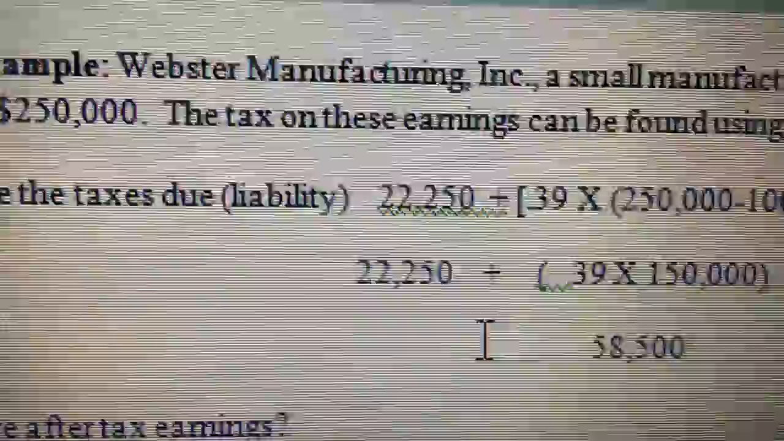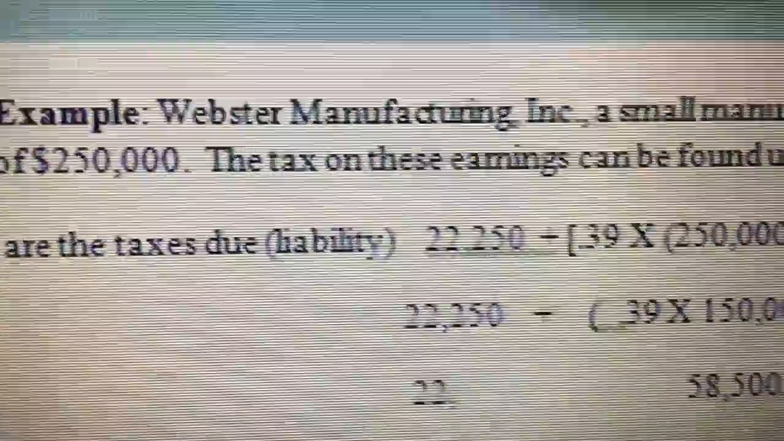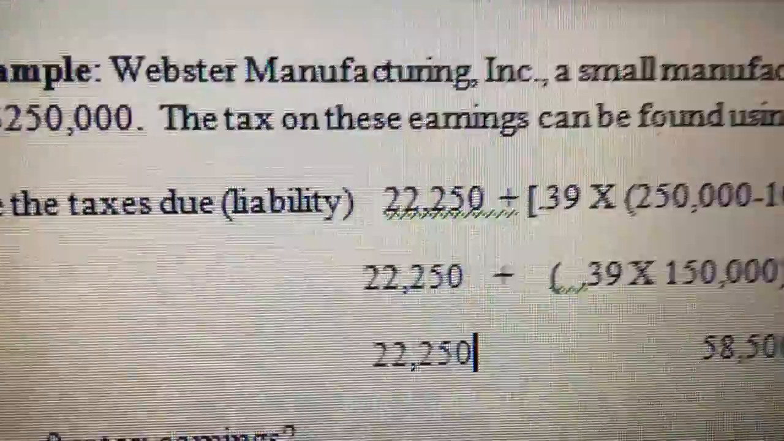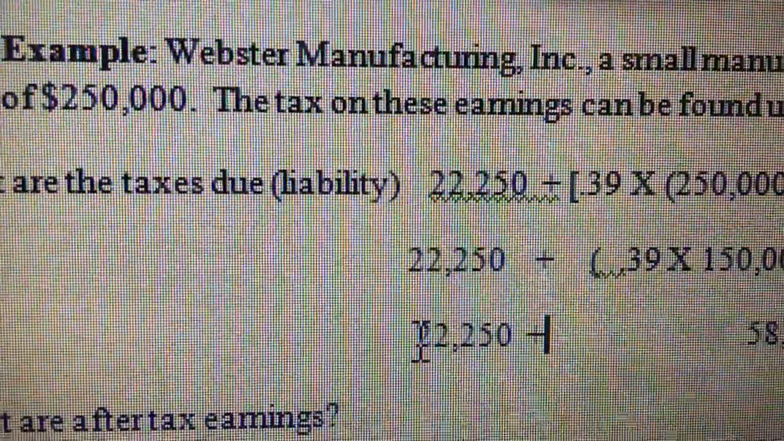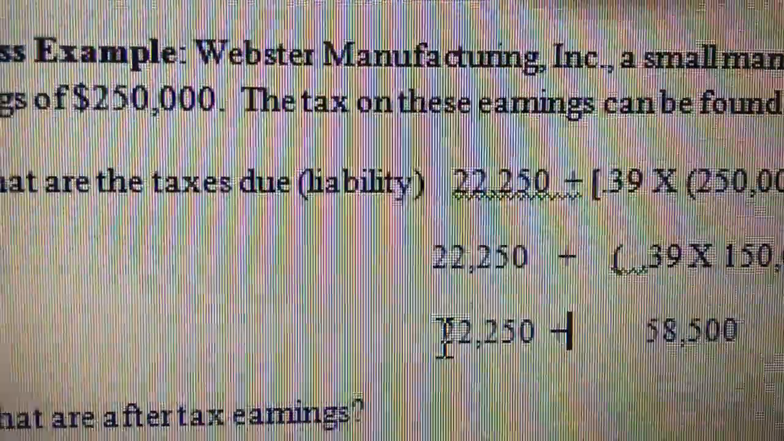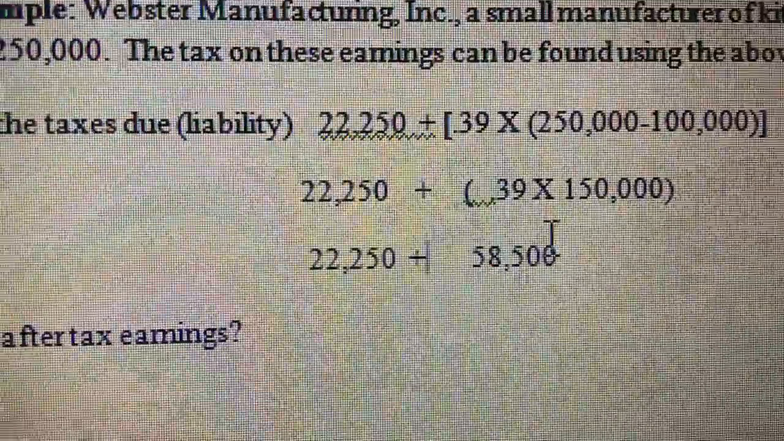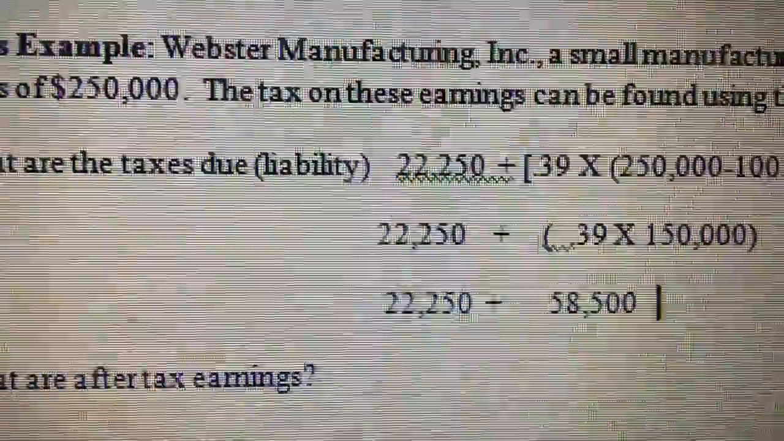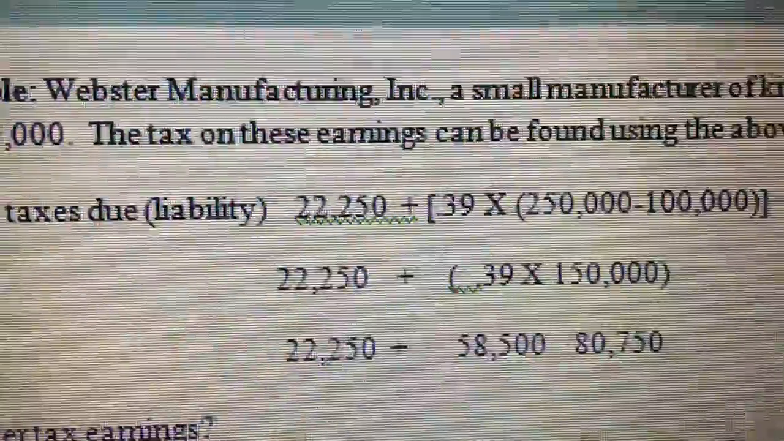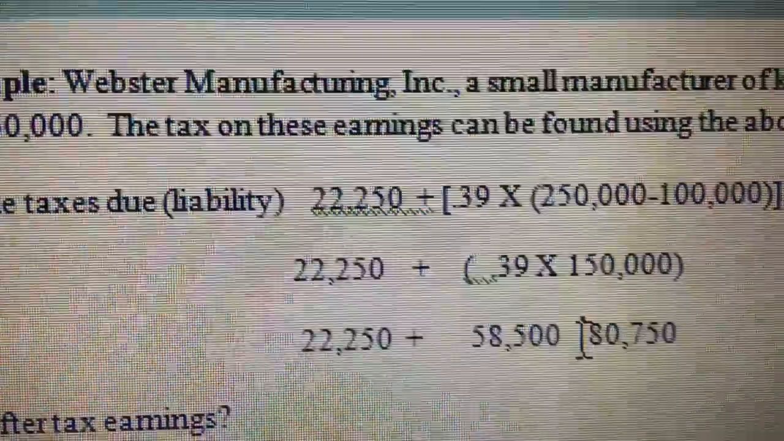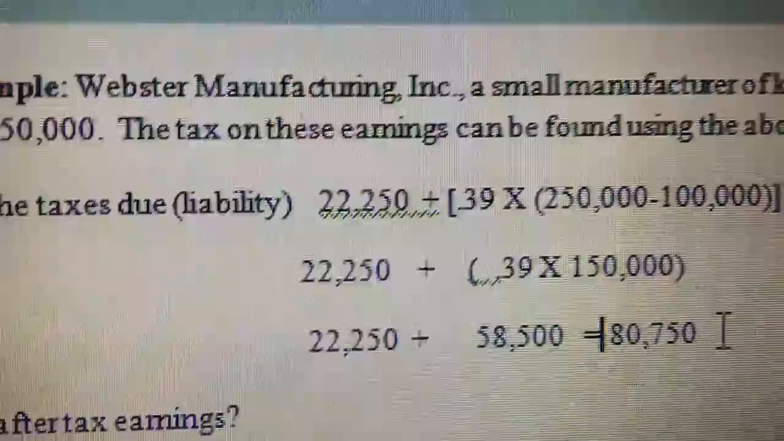$58,500. We want to add that to the $22,250. Now when you add these two numbers together, you come out with $80,750. And that's going to be your tax liability. $80,750.